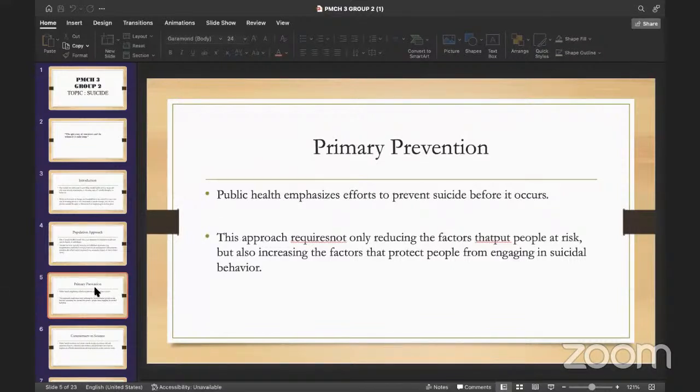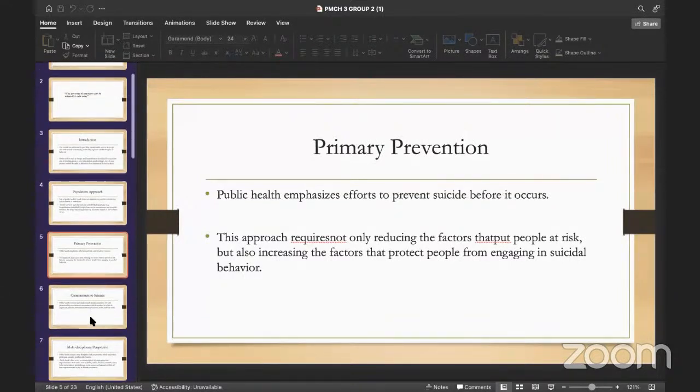Primary prevention. Public health emphasizes efforts to prevent suicide before it occurs. This approach requires not only reducing the factors that put people at risk, but also increasing the factors that prevent people from engaging in suicidal behavior. It occurs before harm is done. For example, a prevention program for parents and youth that focuses on building positive relationships and the protective benefits of family and community support.